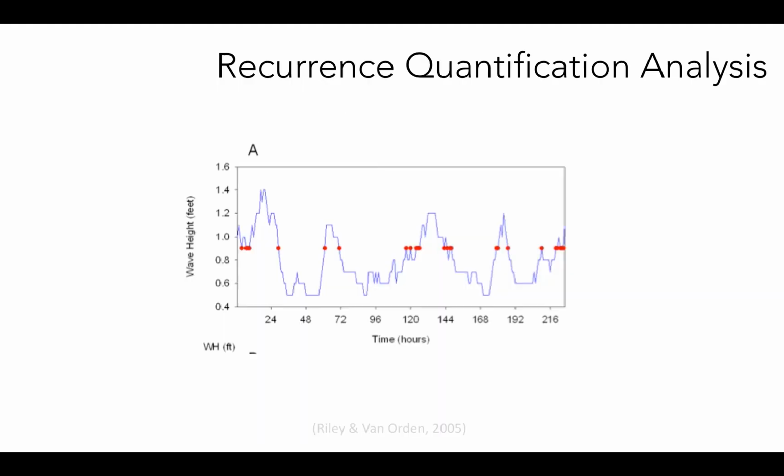So just to get started here, this is where we left off in the last video with a basic plot with time, 120 hours, plotted on the x-axis and the wave height of a body of water on the y-axis. At each red dot is essentially where the wave reached 0.9 feet in height. Now, this is not an RQA plot. This is just to give you an idea of what we're trying to do here. We're trying to show how, over a course of time, some certain state is revisited by the system, in this case, 0.9 feet.